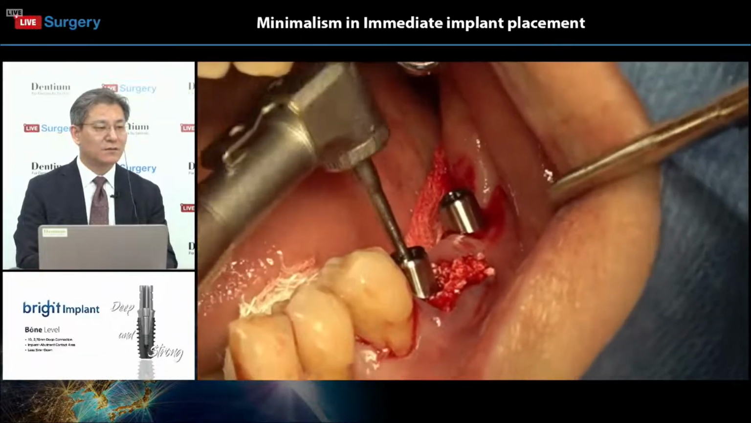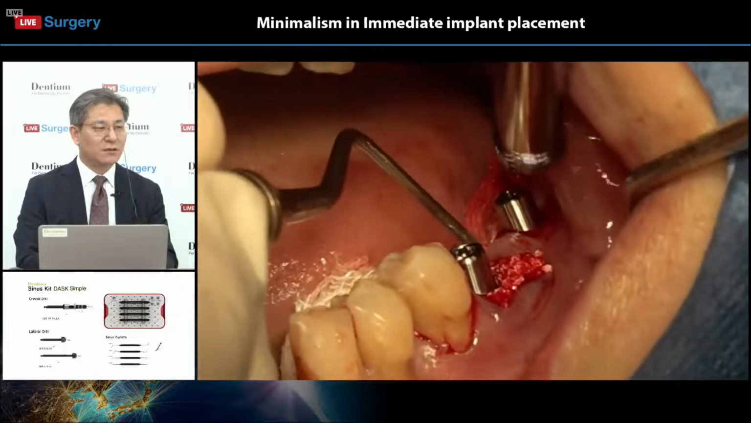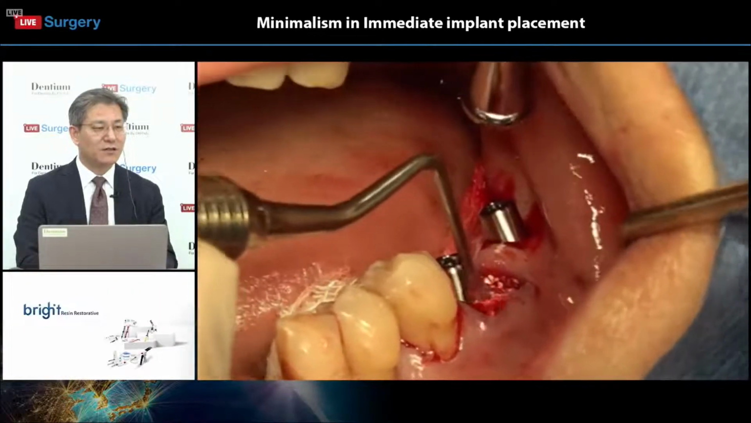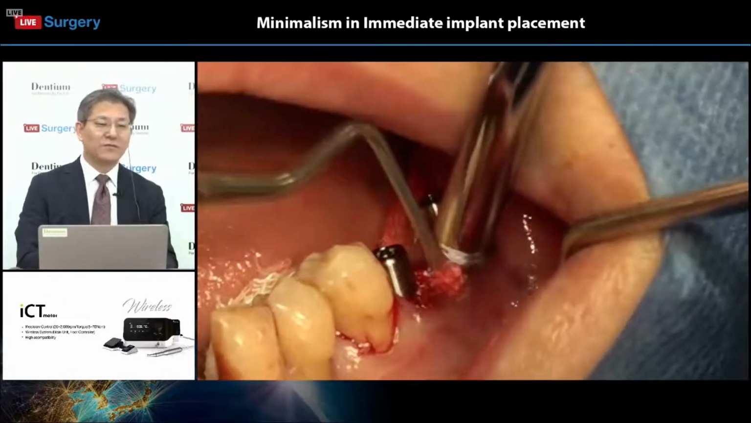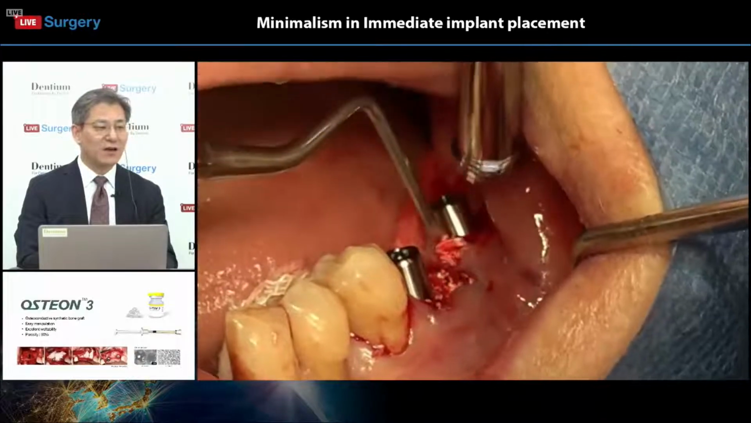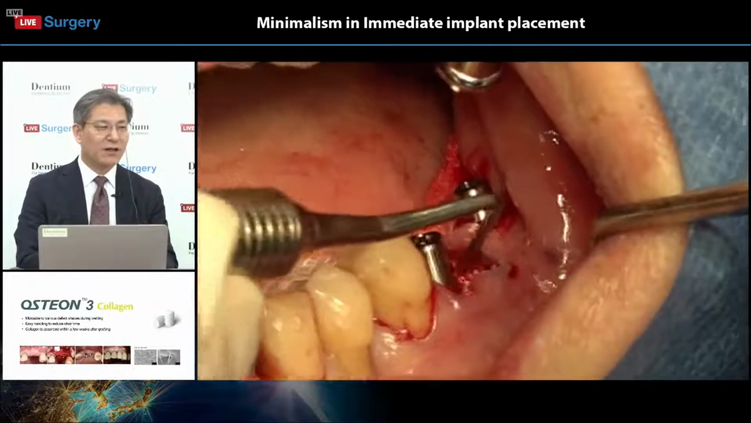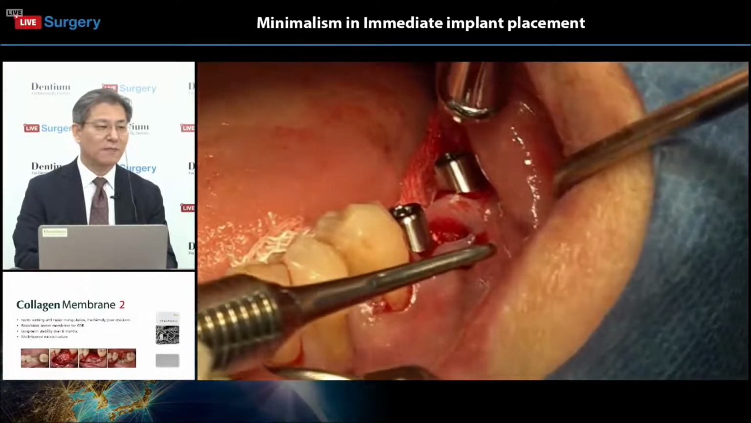Okay, so yeah, the fixture installation was done. Very nice, successfully done. Even though the freehand style surgery, I think the position and the parallel and 3D dimensional position was perfect.